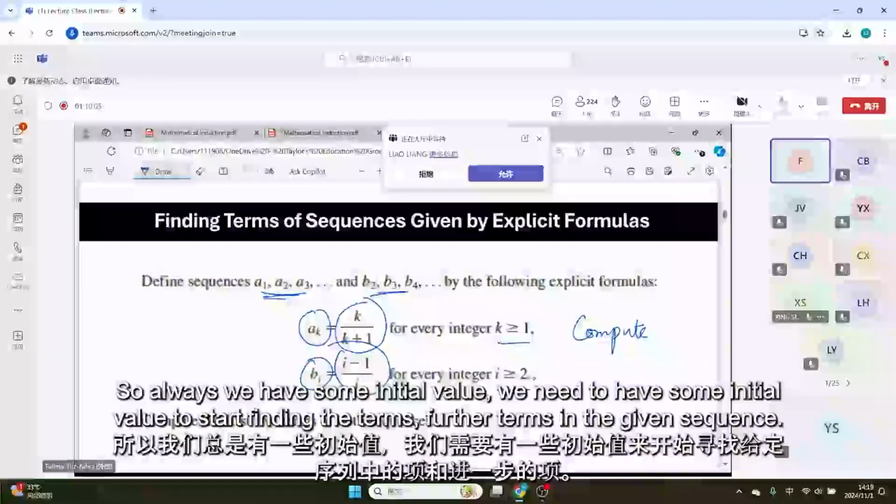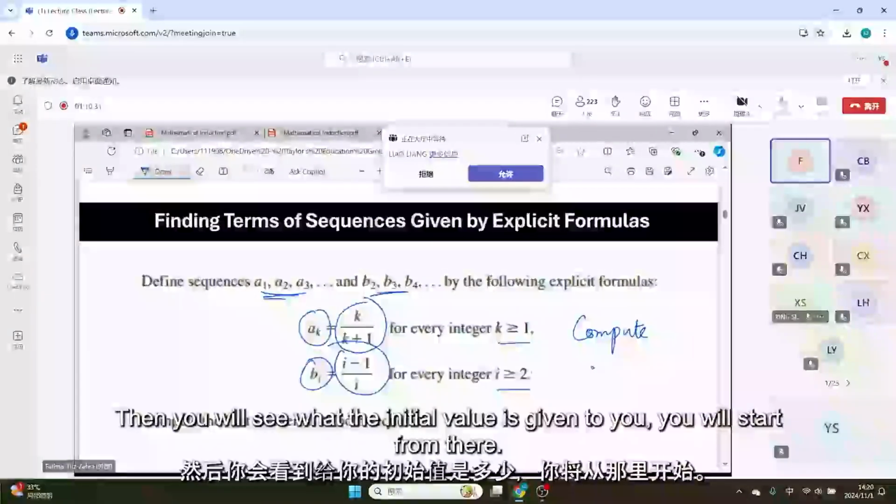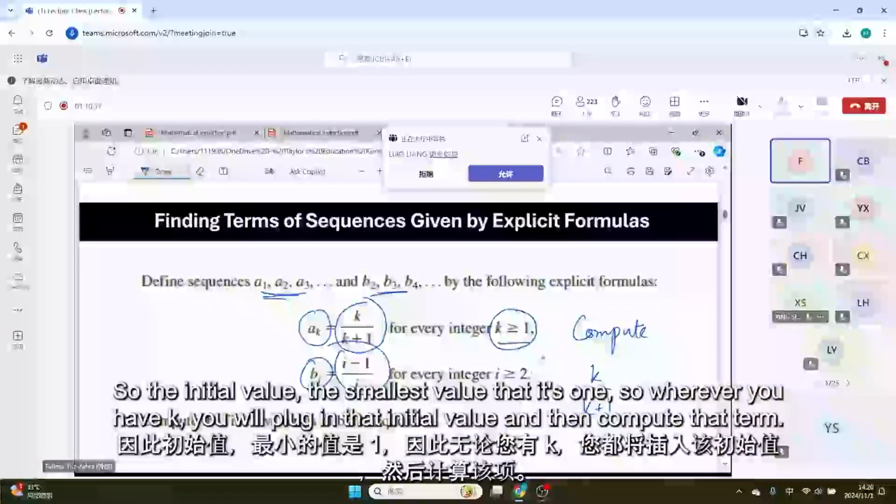So always we have some initial value. We need to have some initial value to start finding further terms in the given sequence. For example, if this type of question is given to you, in this particular example, you have to compute the first 5 terms of both the sequences. What you will do is look at the explicit formula, then see what initial value is given to you. You will start from there. So the initial value, the smallest value, is 1. Wherever you have k, you will plug in that initial value and then compute that term.